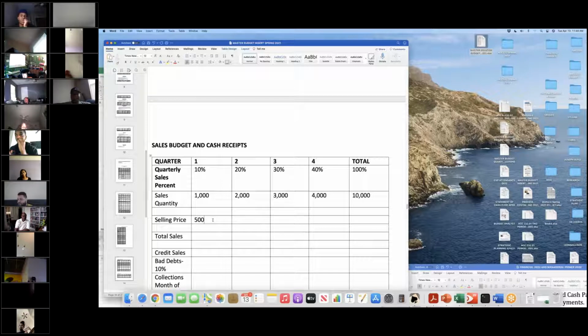So we're going to take the 500 and multiply that times the total sales. So how much is that going to be? What's 500 times 1,000? Is that 500,000 maybe? Yes. And to make things simple, we're going to keep all the sales credit.